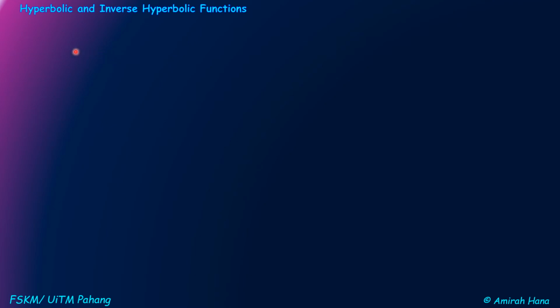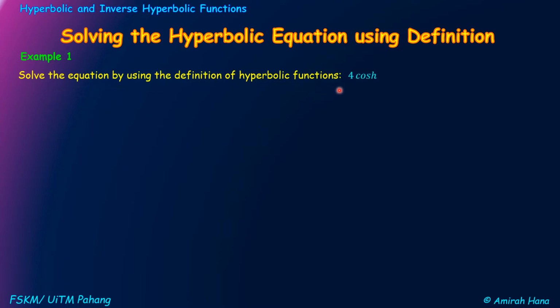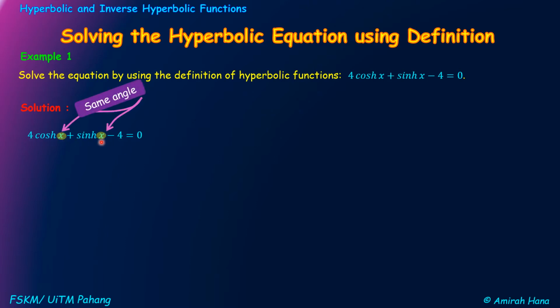Now let us look at some examples involving solving the hyperbolic equation using definition. Example 1: solve the equation by using the definition of hyperbolic functions for cosh x plus sinh x minus 4 equals 0. From the given question, we have x and x, which is the same angle, and there is no square here.